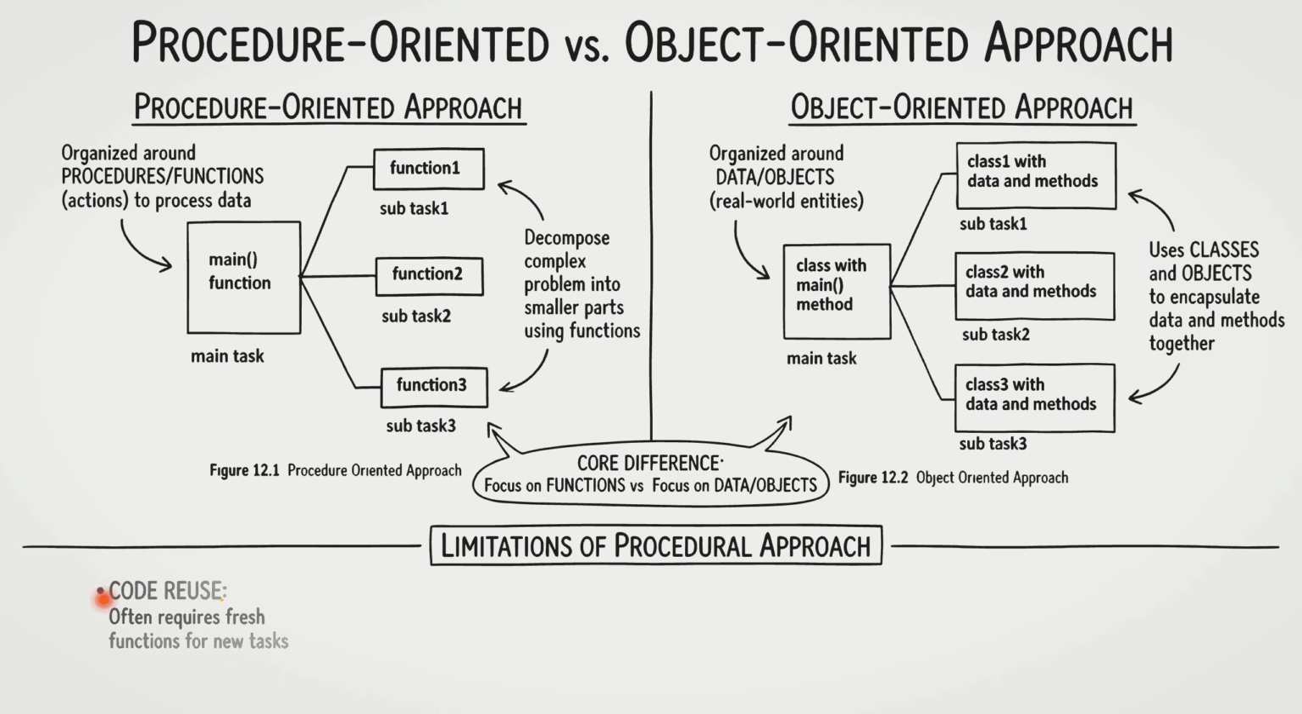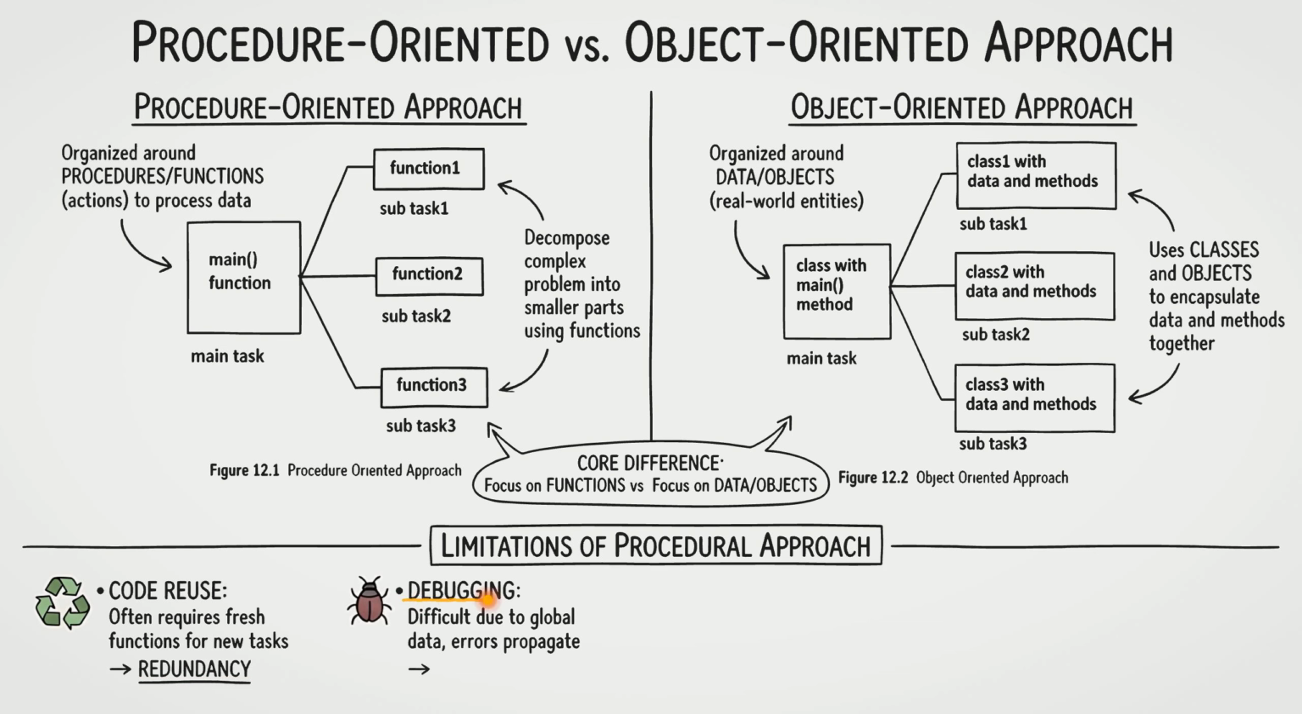First, there is the issue of code reuse. In procedural programming, adding a new task often requires writing an entirely fresh set of functions, even if the underlying logic is similar. This naturally leads to a massive amount of redundancy. Second, debugging becomes incredibly difficult as the system grows. Because functions often share global data, an error in one part of the code can easily propagate across many other functions. Finding the root cause means examining every related procedure, which is incredibly time-consuming.